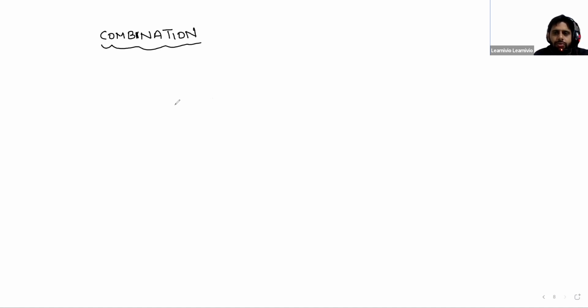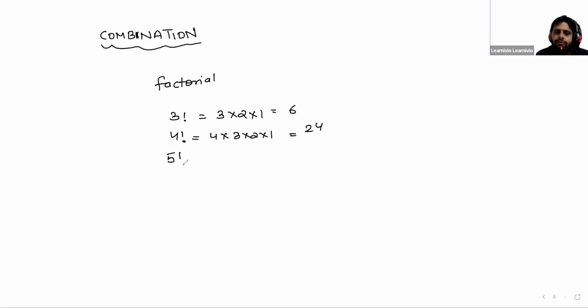Okay, now combination, Sakshi, for you. Before combination we will do the factorial. So suppose, Sakshi, we have 3 factorial, then what is 3 factorial? Factorial means 3 into 2 into 1. If you have 4 factorial, then that means 4 into 3 into 2 into 1. Okay, you will multiply all this. There's 6, there's 24. So Sakshi, can you tell me what is 5 factorial?